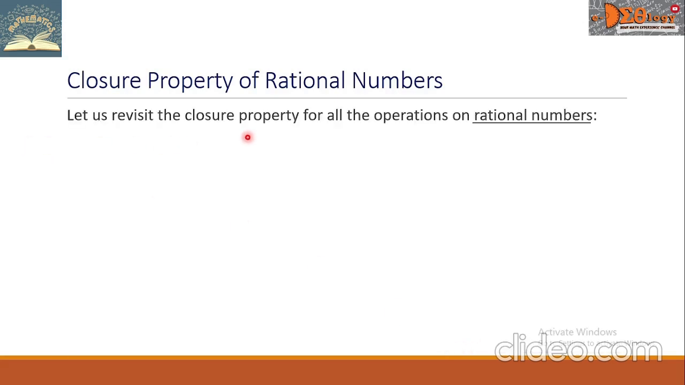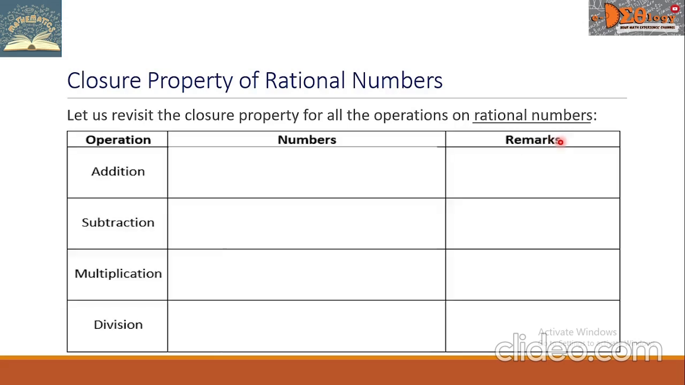Let us revisit the closure property for all the operations on rational numbers. Let's begin with addition. Let's have this example. We have negative 3 over 8, a rational number, plus another rational number, negative 4 over 5. When we solve this problem, it becomes like this. We multiply negative 3 by 5, that is negative 15. Then we write the plus sign here.